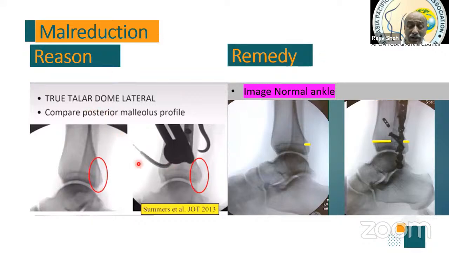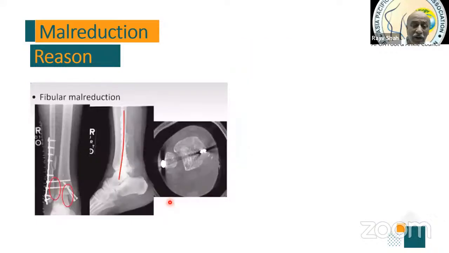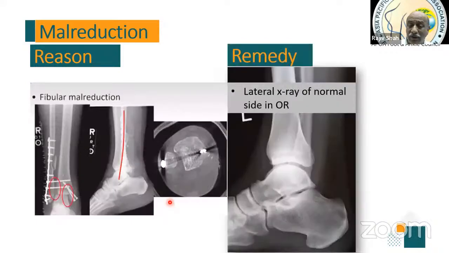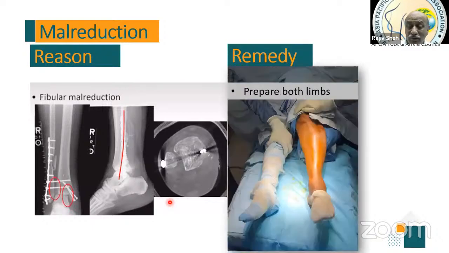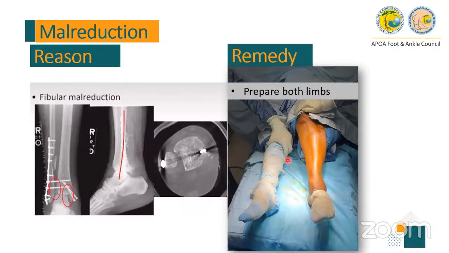You need to learn to take a true talar dome lateral, so you can compare the posterior malleolus profile. As I said, this article also said in 2013 that you learn to take a true talar dome lateral view in such a manner that you completely see the posterior malleolus morphology. Fibular malreduction you can also prevent by looking at the lateral X-ray of the normal side in the OR. You also can prevent it by preparing both the limbs, as shown in this picture.